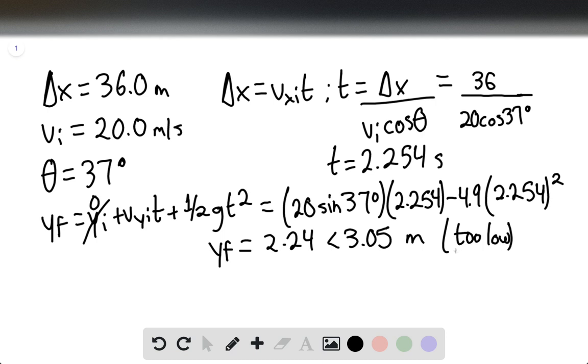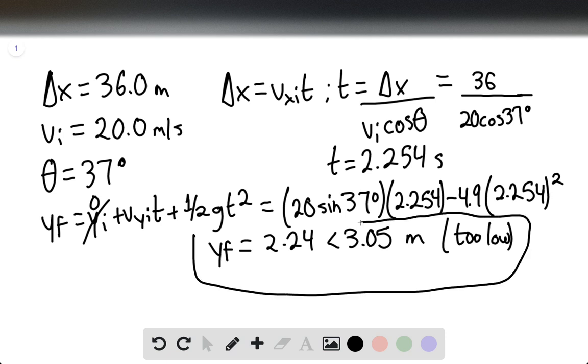Now the goalpost is at 3.05 meters, so unfortunately this is too low. It will not make the goal. The field goal will not be made because the y final isn't at the height of the goalpost. Now, this will be your answer for part A.